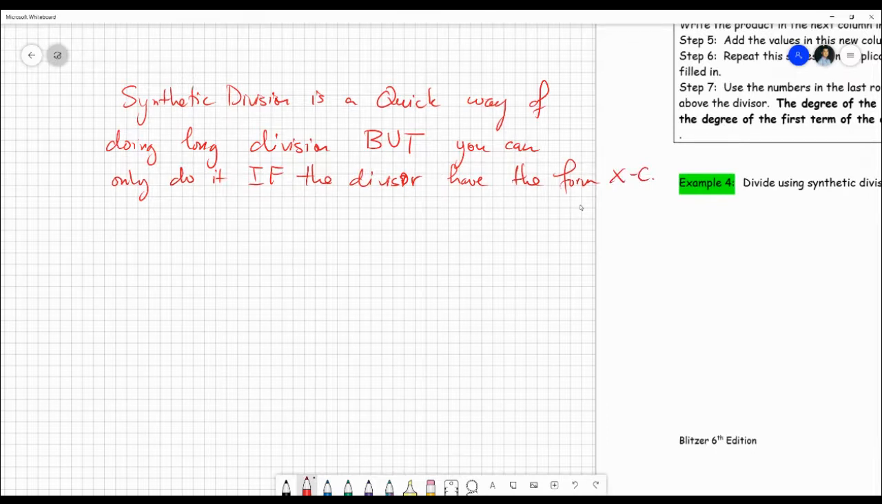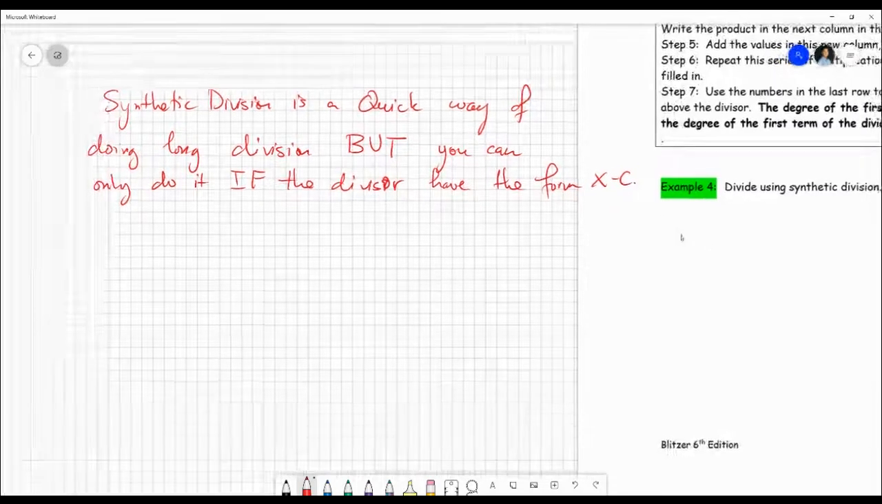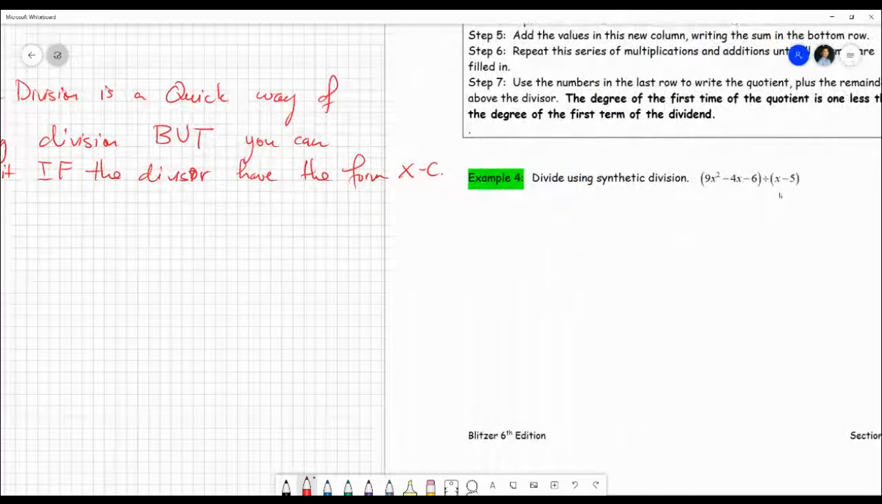Synthetic division is a quick way of doing long division, but you can only use it if the divisor is in the form of x minus c. So let's look at this example here. We have 9x squared minus 4x minus 6 divided by x minus 5. So this here is our divisor, and it is indeed in the form of x minus c. So c here is equal to 5.